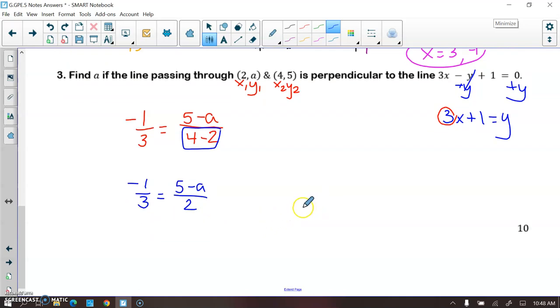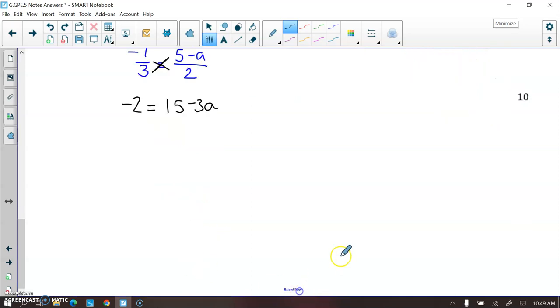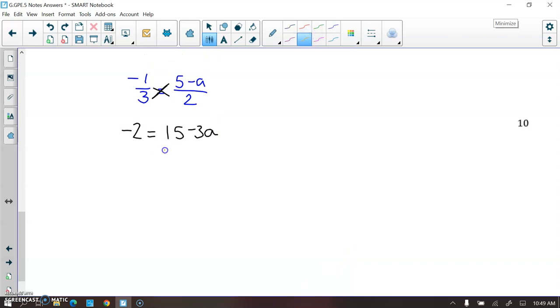And then to solve for a, this is a proportion, so I cross multiply. A negative 1 times a 2 is a negative 2. Then I put an equal sign, and a 3 times a 5 minus an a would be a 15 minus a 3a. Now I just solve for a by subtracting 15 from both sides. I get a negative 17 is equal to a negative 3a, and dividing by negative 3 on both sides, I get a is a positive 17/3.